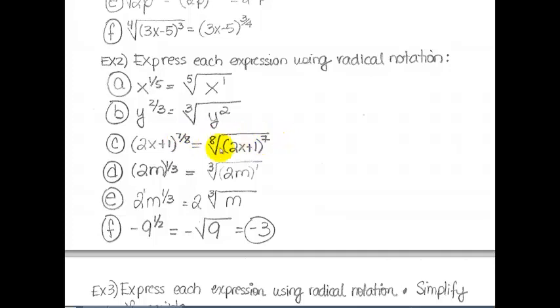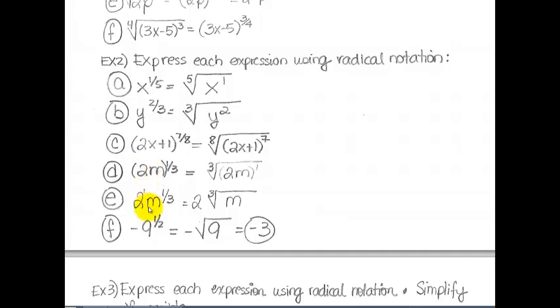Okay, and so forth. (2m) to the 1/3, 3 would be the root. You write the 2m inside, raised to power 1. Okay, notice here that you have parentheses, and that means everything inside the parentheses is going to go inside the radical.